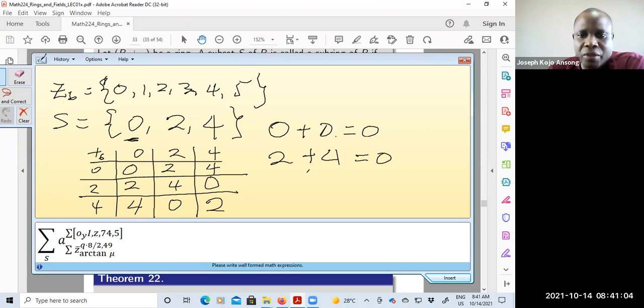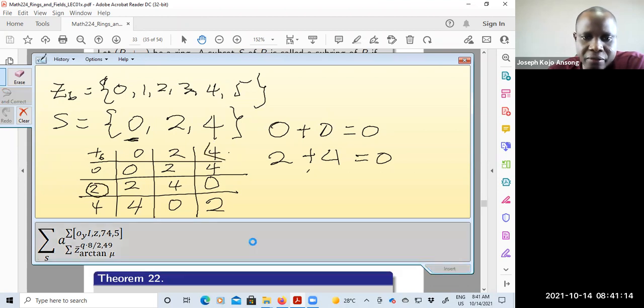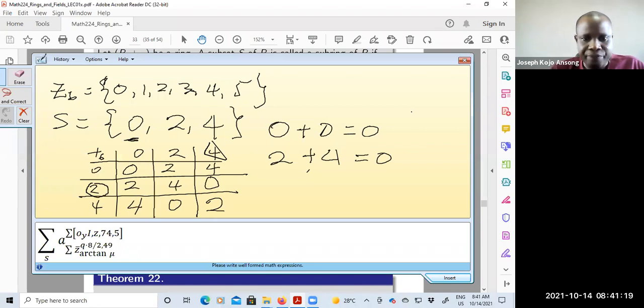Okay, so you see that 0 plus 0 gives you 0. So 0 will be the additive inverse of 0. And you see that 2 plus 4 will give you a 0. Which means that 4 here is the additive inverse of 2.